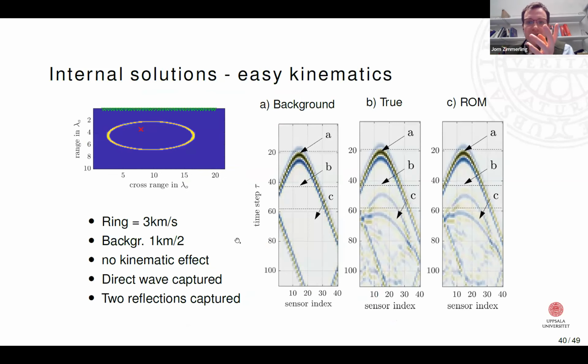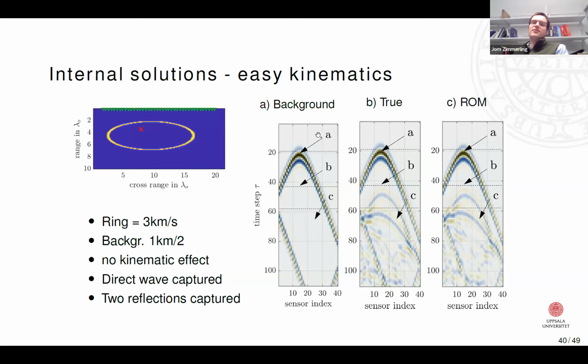To show this, an easy example where I actually know the kinematics is just I have a very thin ellipse here that is a fast inclusion. It's 3 kilometers per second, and the background is 1 kilometer per second. In this case the wave from this internal point will travel directly to the sources, and then it will scatter from the left and the right side of this ellipse to all the sources and receivers.